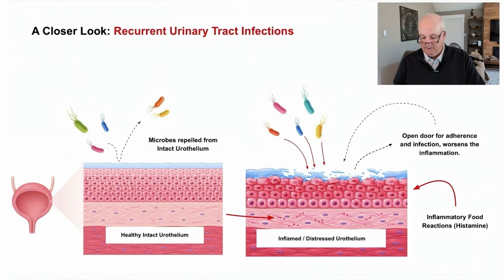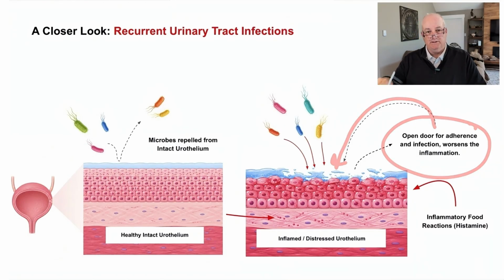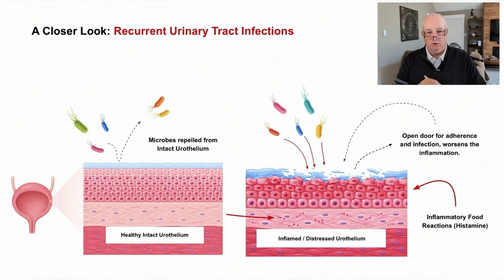A problem we have when that happens is that once we get that infection, the infection can go and cause more irritation in the tissue. So it starts to feed itself. A weakened barrier, a distressed barrier can lead to an infection. The infection can go and weaken and distress the barrier more. Again, that negative feedback loop we talked about.